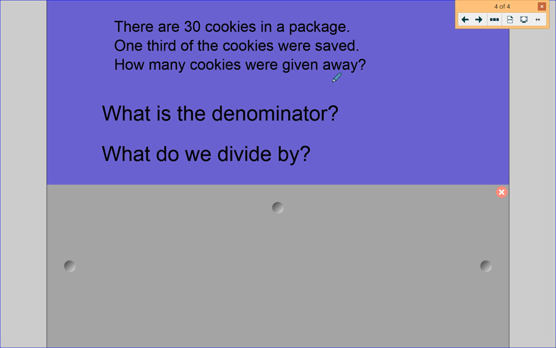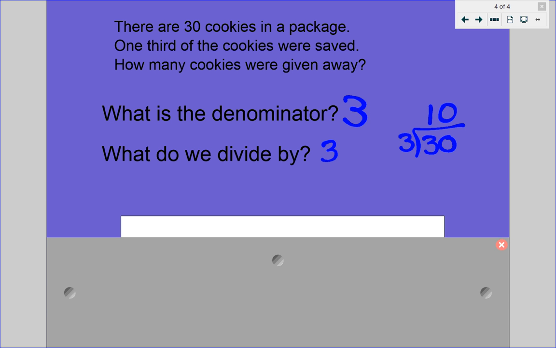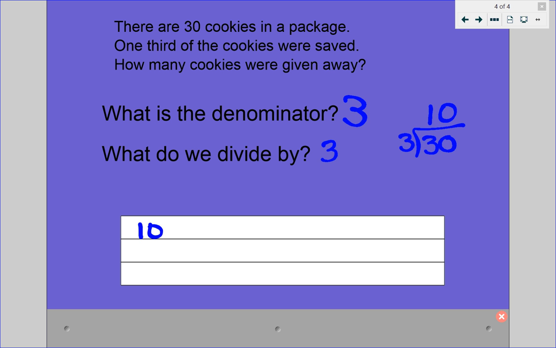So this time we're asking a little different question. But what is the denominator here? 3, right? And what do we divide by? 3. So we have 30 cookies divided into 3 groups, which gives us 10 cookies each. So in our section, we have 10 cookies here, 10 cookies here, 10 cookies here. And we said 1/3 were saved, so this is saved. Just 1/3. 2/3 of them were given away. Okay, so these other 2 are given away.